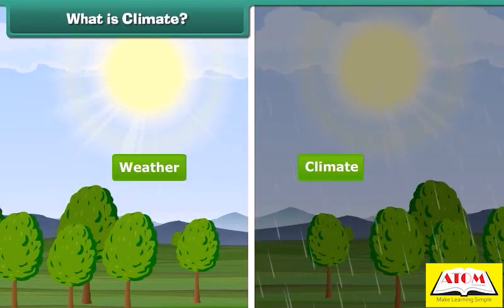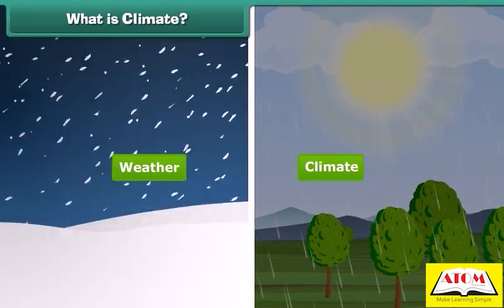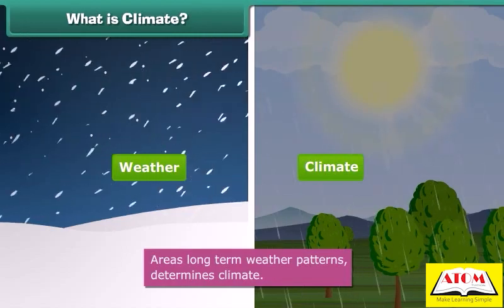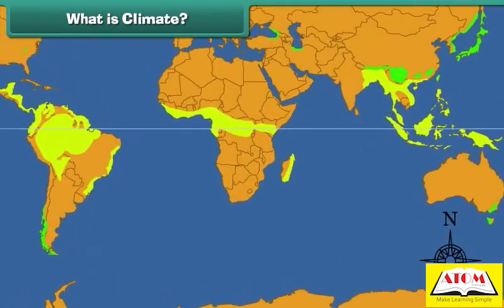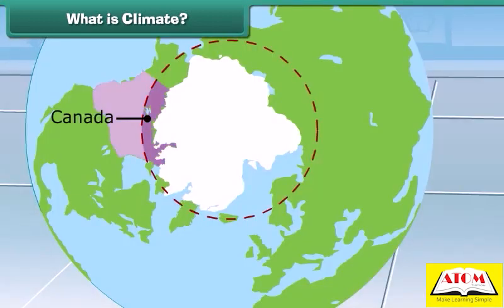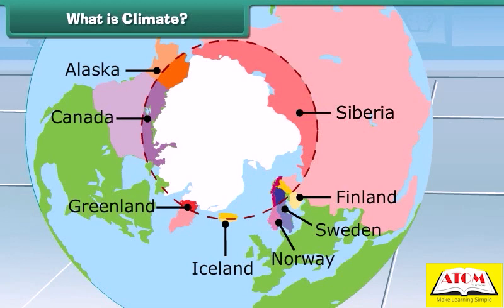Are weather and climate the same? No. An area's long-term weather patterns determine its climate. For example, areas near the equator have a warm climate, and the areas near the poles have a much colder climate. So, children, now you can easily differentiate weather from climate.